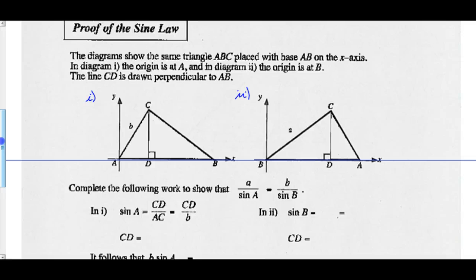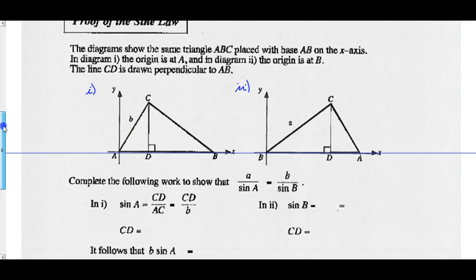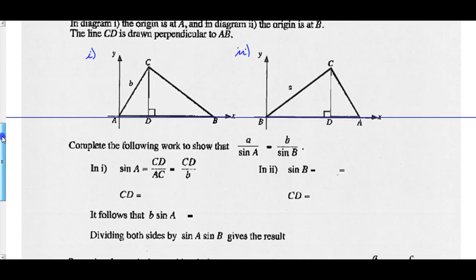The line CD is drawn perpendicular to AB, and you can tell that's true. They're doing the right angle symbol there. So complete the following work and show that side A over the sine of angle A is equal to side B over the sine of angle B.